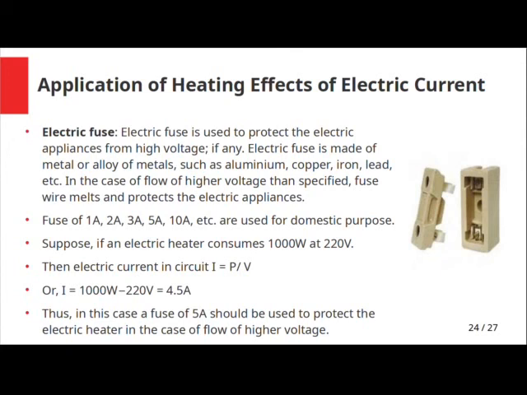Suppose an electric heater consumes 1000 watt at 220 volt, then electric current I equals P upon V, or I equals 1000 divided by 220, which is about 4.5 ampere. Thus, in this case, a fuse of 5 ampere should be used to protect the electric heater in case of higher line voltage.